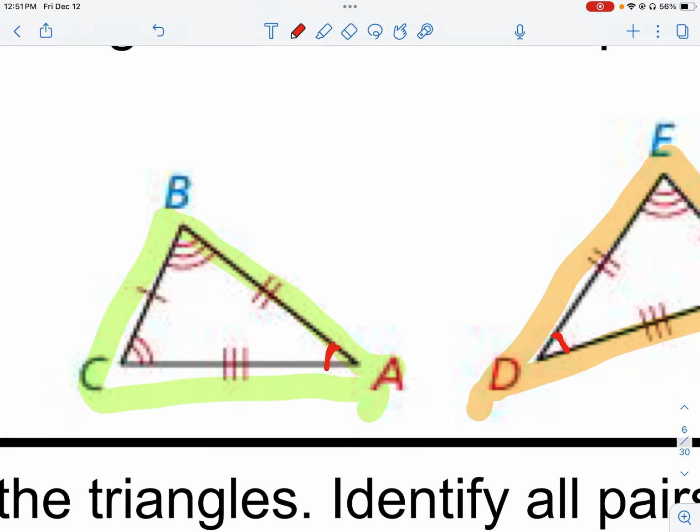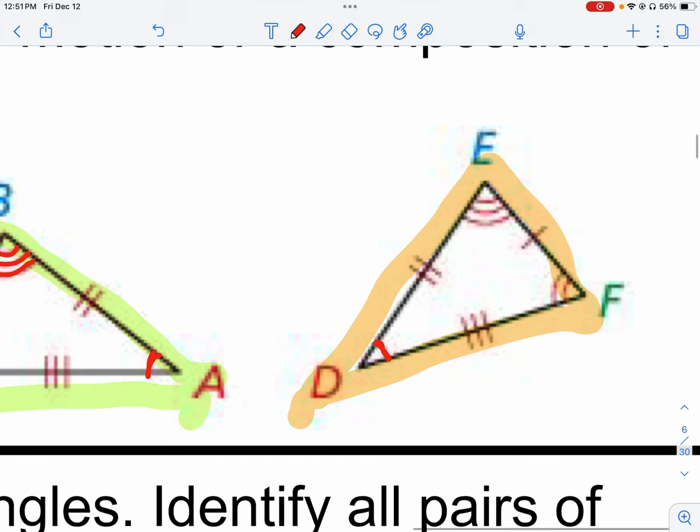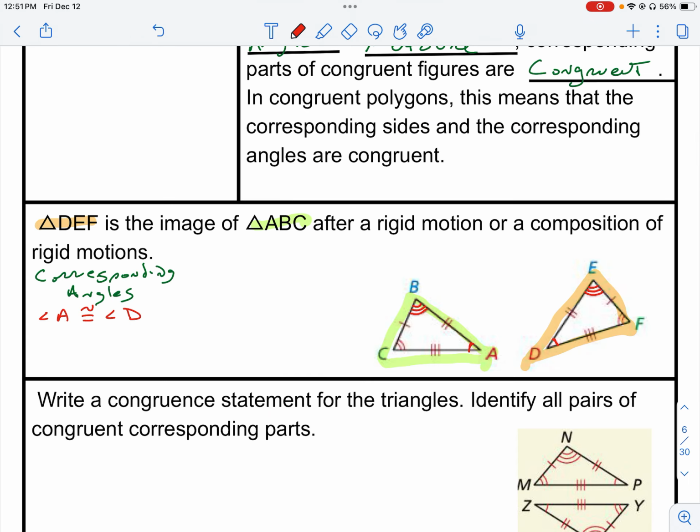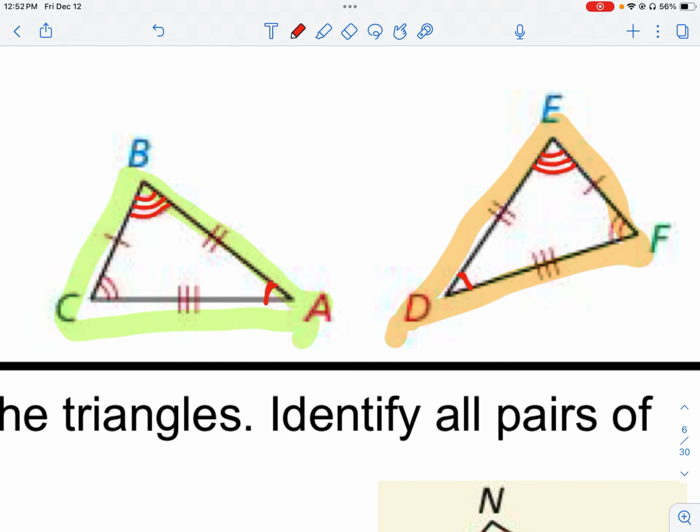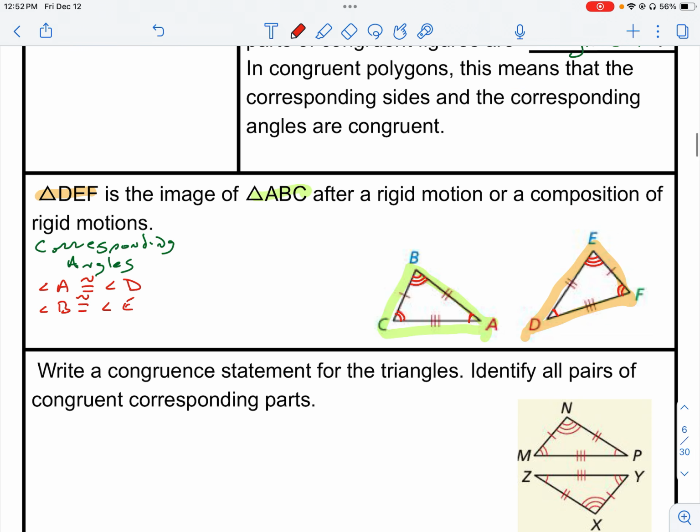Angle B with 3 and angle E with 3 are congruent. So angle B is congruent to angle E, and then angle C and angle F go together.